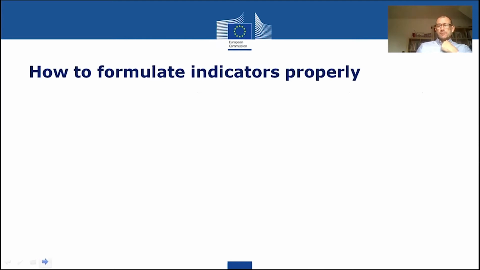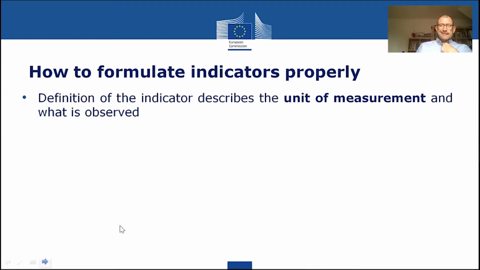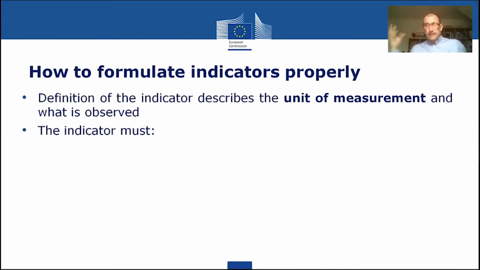How to formulate indicators properly. There are a few basic ground rules that you want to bear in mind. First of all, when we put in a definition, it's nothing more than a description of the unit of measurement and what is being observed. So it's the thing we're going to measure, like a percentage of, and the thing that's being observed, a percentage of people trained in a particular skill, for example.